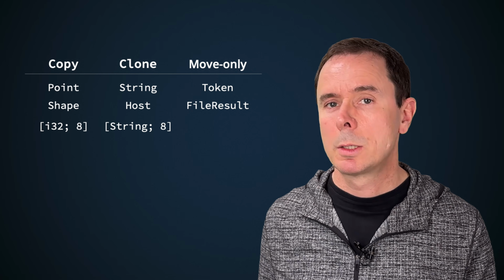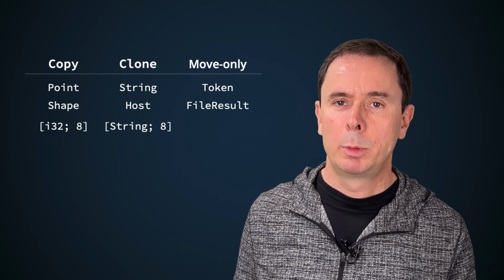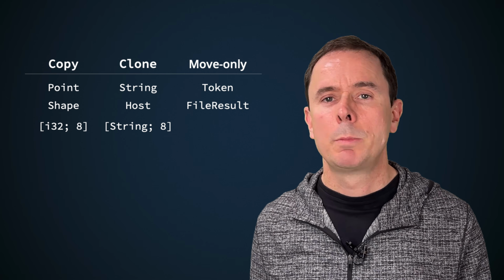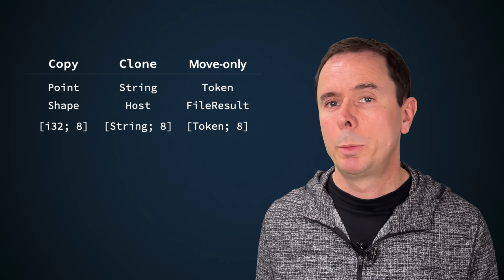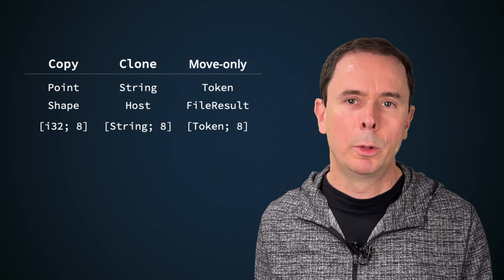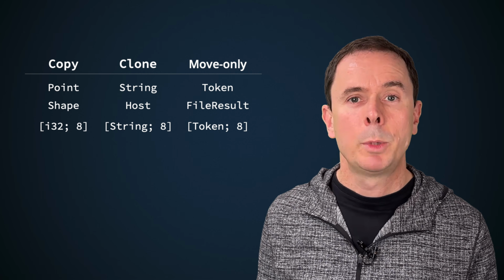An array of strings can't be copied, but it can be explicitly cloned. And doing so just makes a clone of each string in the array. If the element type can't be copied or cloned, then of course you can't copy or clone an array of that type. Then we come to Vec.